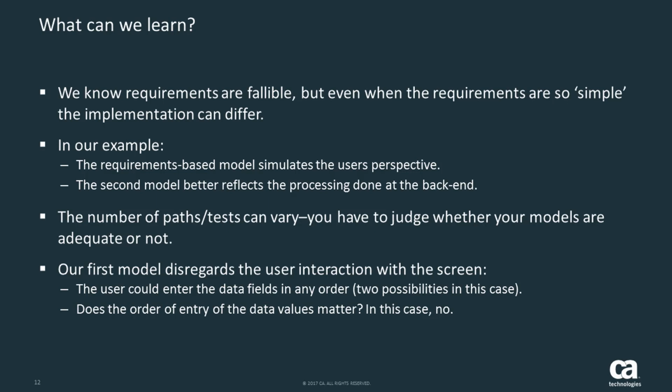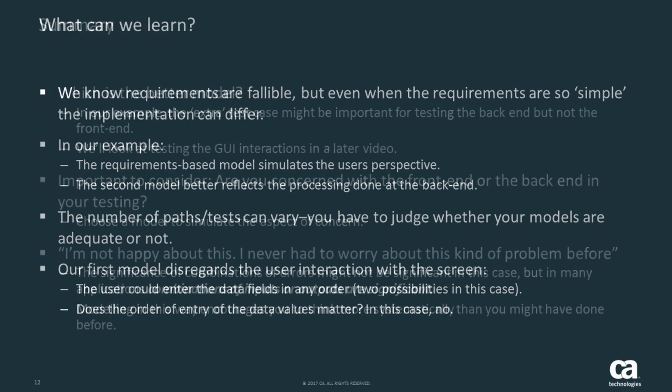Now, at the end of the day, the number of paths and tests can vary depending on your model, and you've got to judge whether your model is adequate and whether the paths that you do cover are adequate in order to test it. So you could say, well, our first model disregards the user interaction with the screen, and it's clear that when you look at the actual application itself, you could enter the data in any order and also make mistakes on any field at any time. Now, in the case of the models that we've built today, the order of entry of the data values does not matter. But in other screens, you will discover that actually the order is significant, and you need to pay attention to this perhaps.